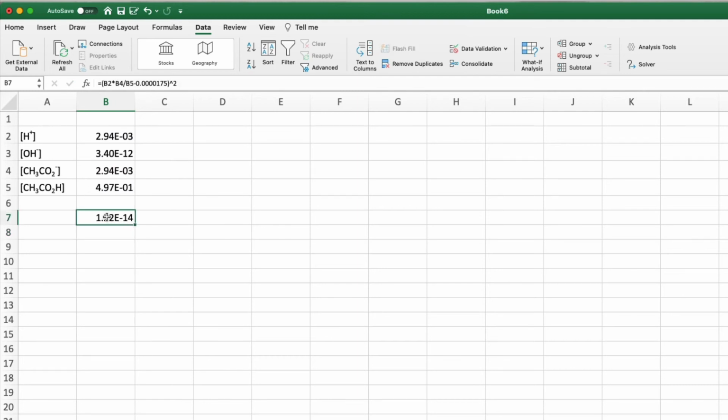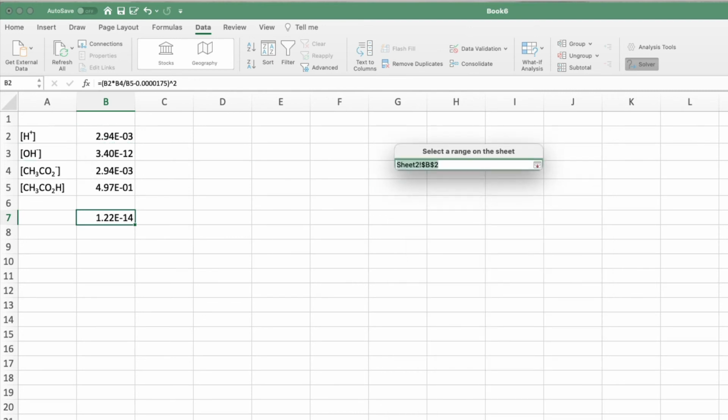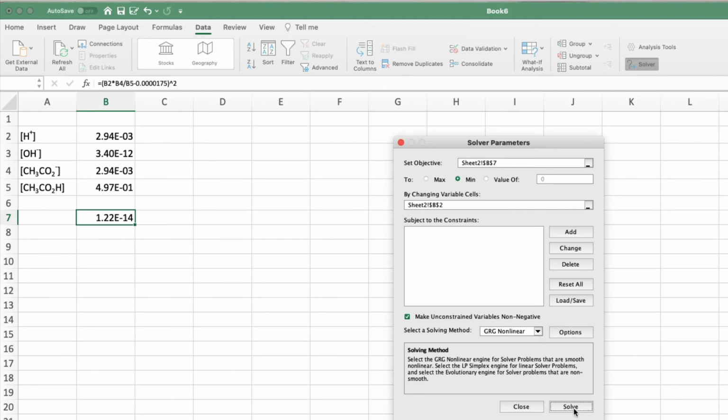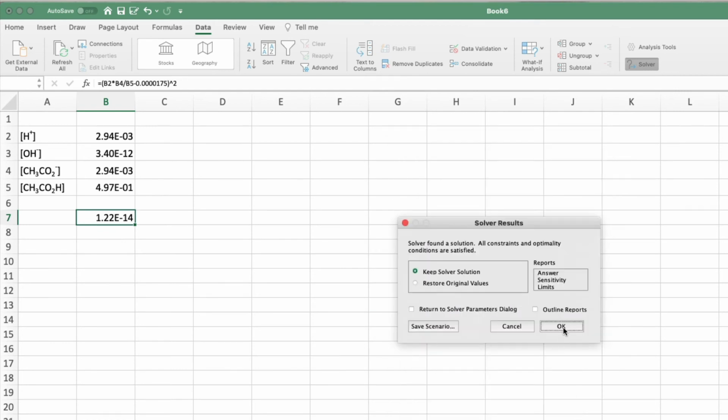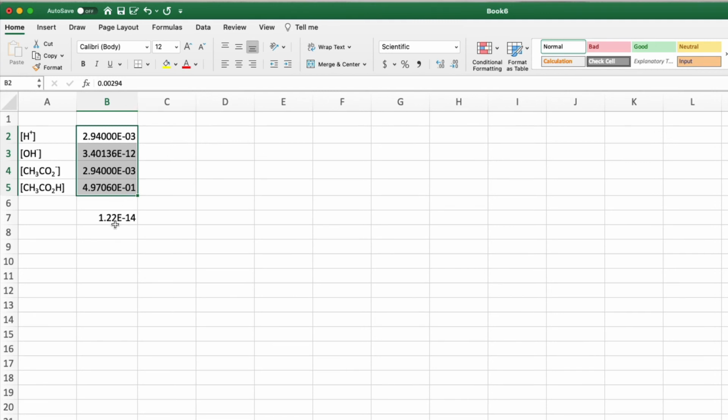Now, you see this number is a lot smaller than the one that we started with in the past. Let's try running solver on it. So again, we're doing a minimum by changing the variable cell that is H plus, and let's hit solve. Now, you'll notice it hasn't really changed. And the reason is because we started out with a really tiny number, 1.22 times 10 to the minus 14th.